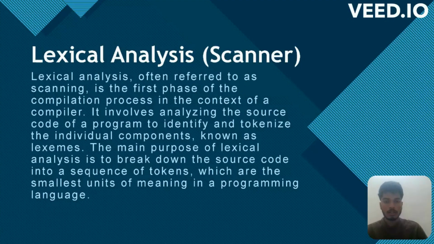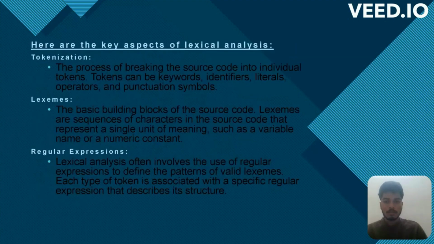Let us discuss the process. It contains tokens. Tokenization is the process of breaking the source code into individual tokens. We see an example in the next slide. Tokens can be keywords, identifiers, literals, operators, and punctuation symbols. Lexemization gives the basic building blocks of the source code.